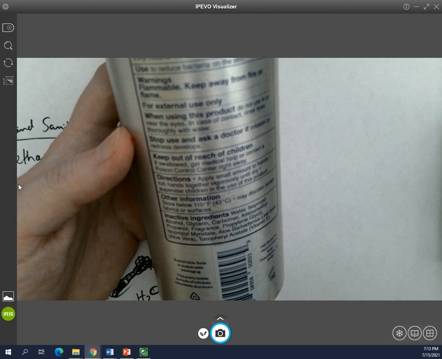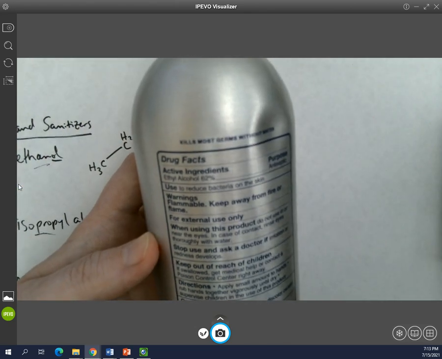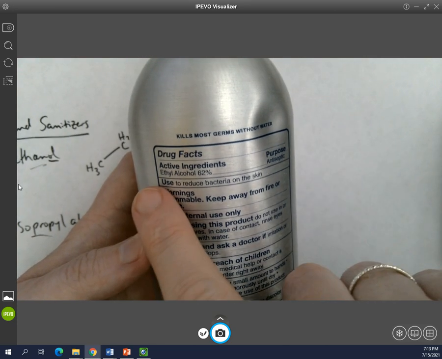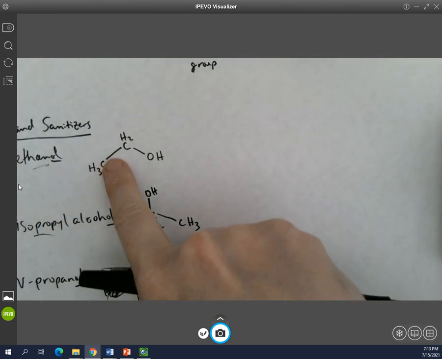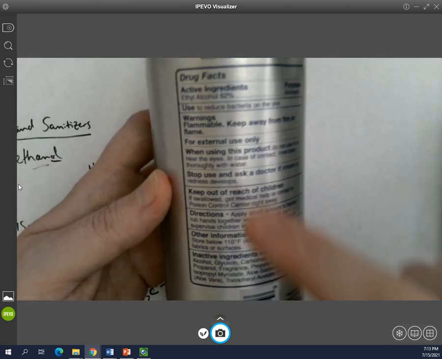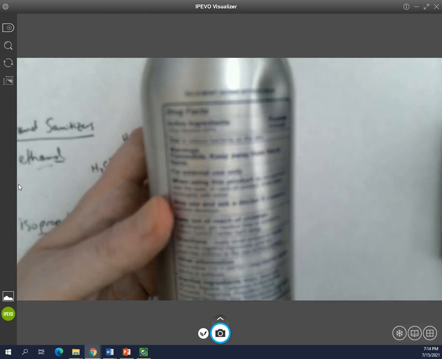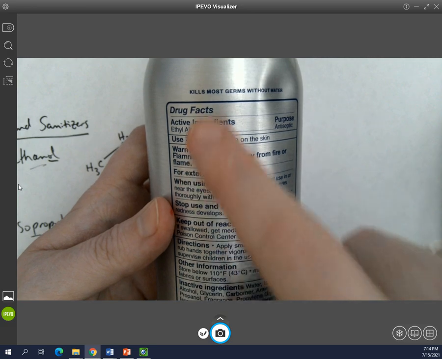So let's see. We are looking at the active ingredients. So active ingredients, we have, let's focus that up, ethyl alcohol, which is going to be ethanol. So that is located here. So it does have 62%. I'll stay focused: 62% ethanol for active ingredients.